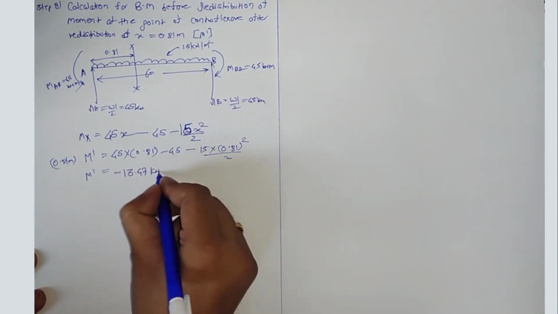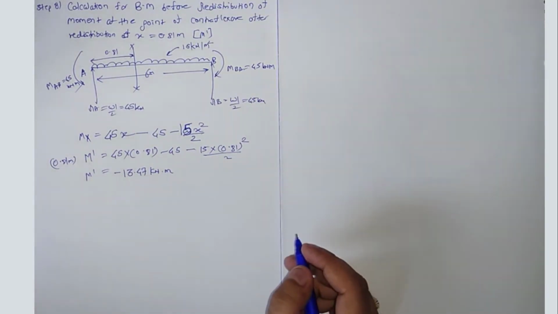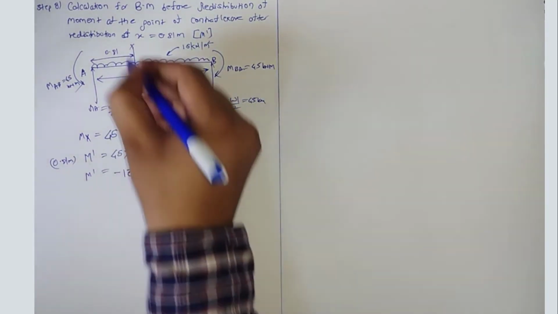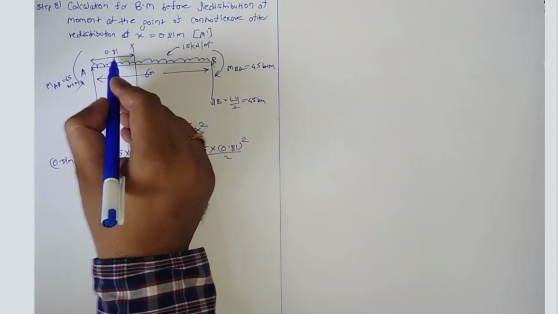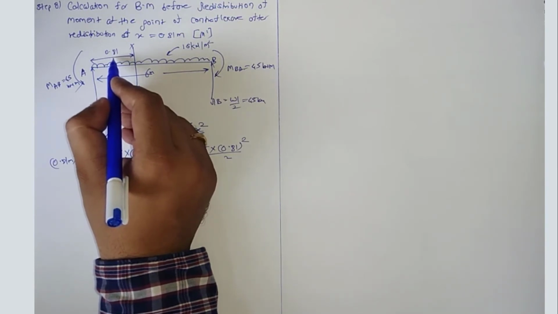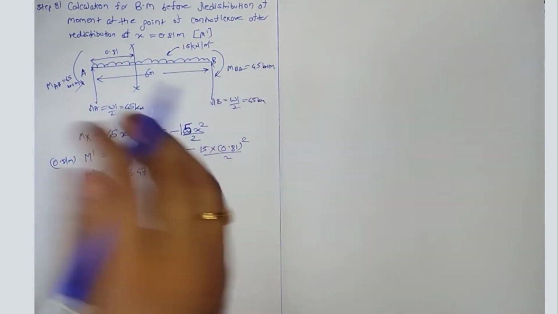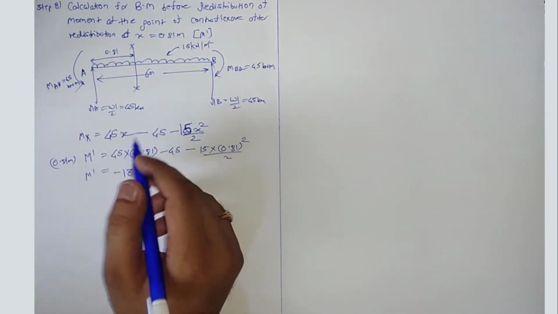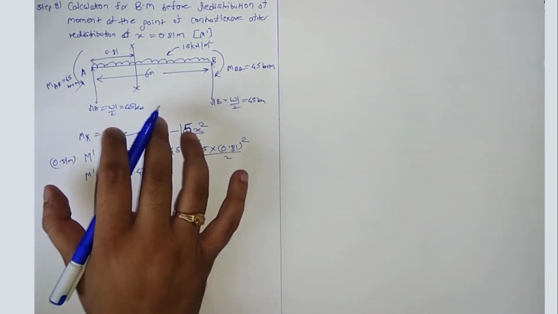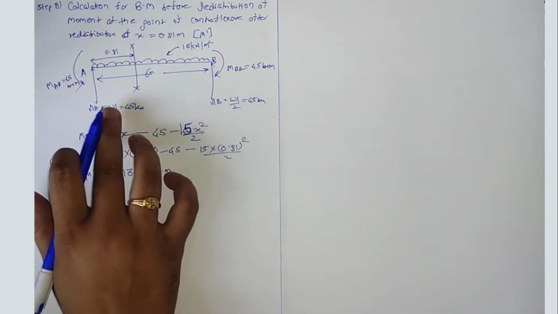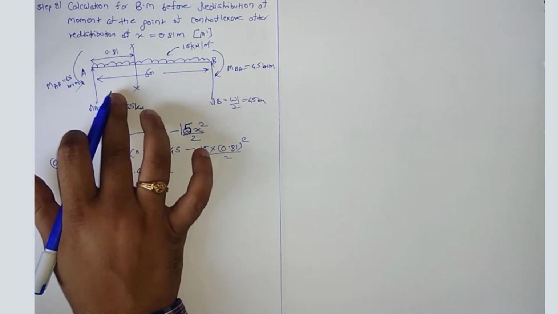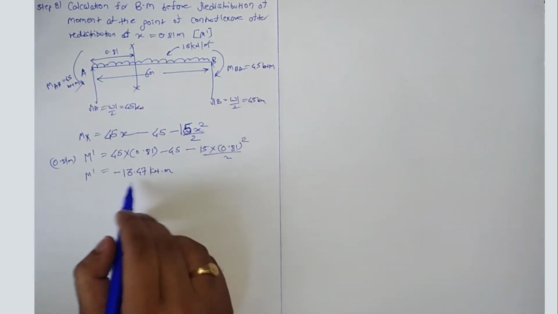13.47 kilonewton meter. So what we have done, we have taken the section here, this is 0.81. We have just now calculated the point of contraflexure after redistribution of moments. And we have now calculated the actual bending moment before redistribution of moment, but using the point of contraflexure distance after redistribution of the moments. So M dash we have calculated.